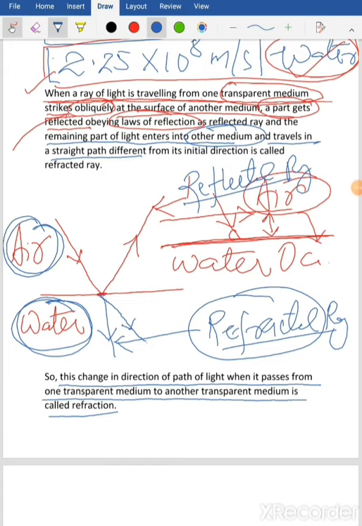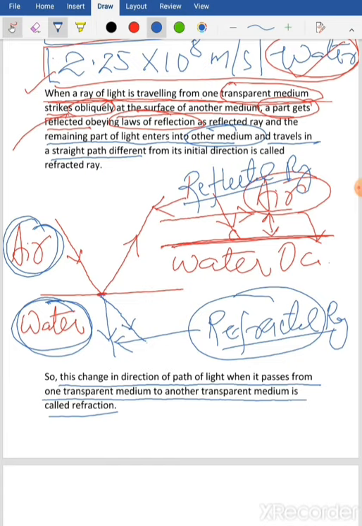So what is refraction? The change in direction of path of light when it passes from one transparent medium to another transparent medium is called refraction. So now we got a concept here that whenever a ray of light is traveling from one medium to another, from air to water or from water to air or from air to glass or glass to water or water to glass, त्यति बेला चाहिँ के हुँदैछ, the medium is changing. Light is traveling but the medium is changing.